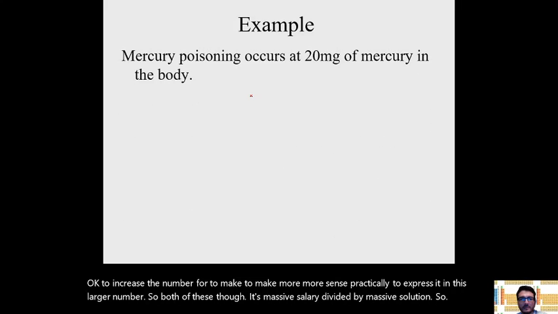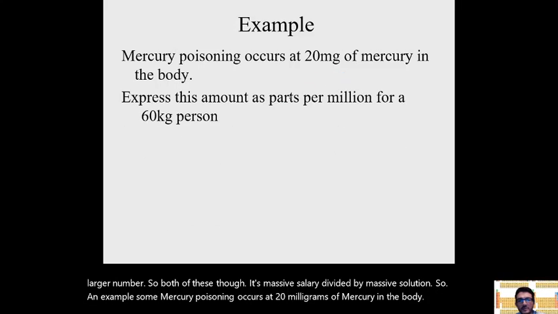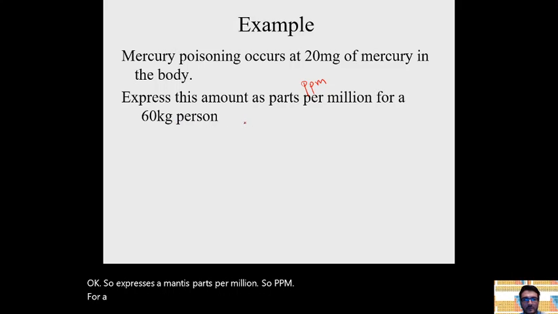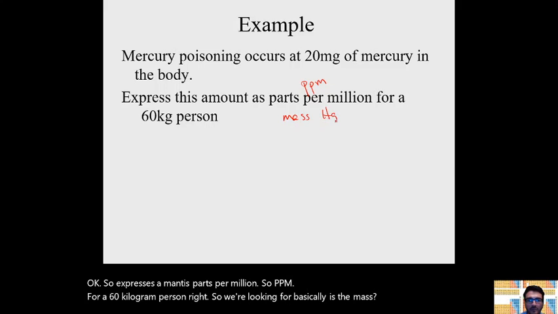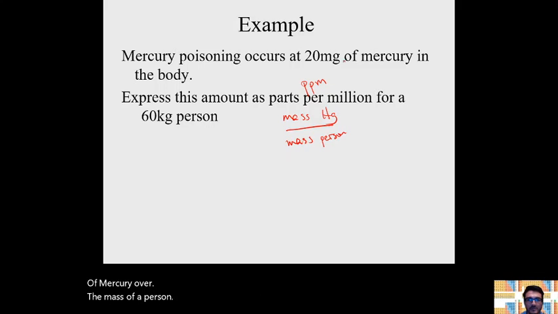Okay, so an example. Mercury poisoning occurs at 20 milligrams of mercury in the body. Express this amount as parts per million, so ppm, for a 60 kilogram person. All right, so what we're looking for basically is the mass of mercury over the mass of a person. Something to note here, this is milligrams, this is kilograms.